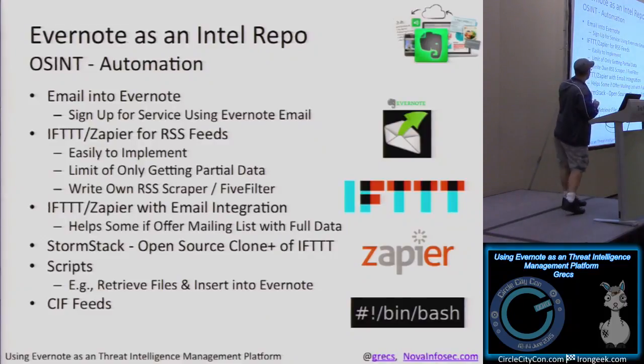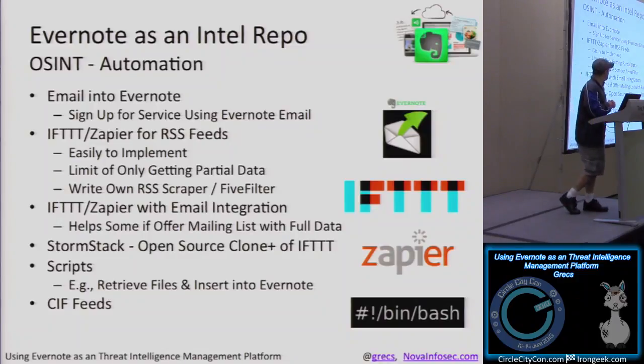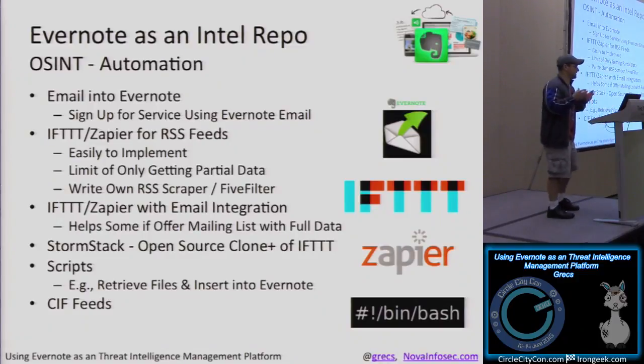So there are services like If This Then That, and there's a competing service that's a little newer and a little more flexible, called Zapier. You can use that to basically suck in feeds, and whenever a new item is added to that feed, it creates a new note in Evernote.